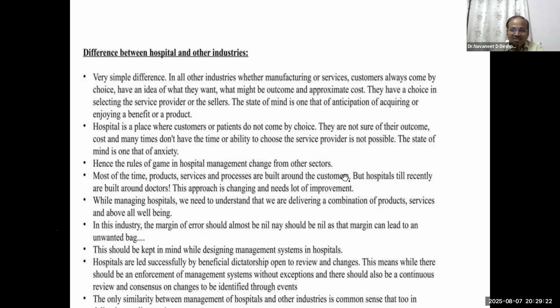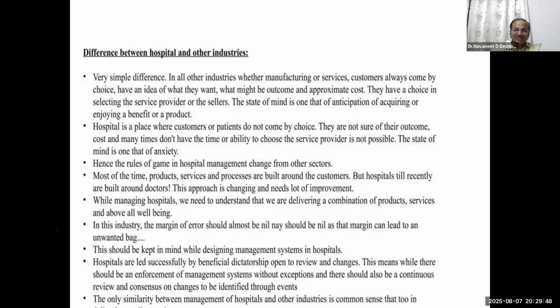various other sectors. Most of the time, products, services, and processes are built around the customers. But hospitals, until recently, were built around doctors. What is convenient for the doctor, the processes have been built so far. Now slowly it is changing. The approach needs a lot of improvement in terms of becoming people centric. That's why again and again I've been telling the word people centric. People centric means not doctor centric.